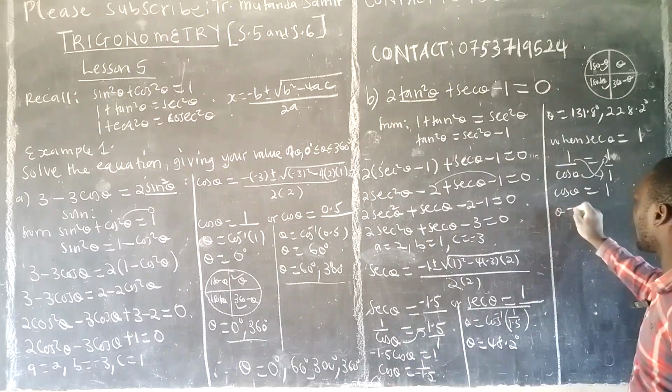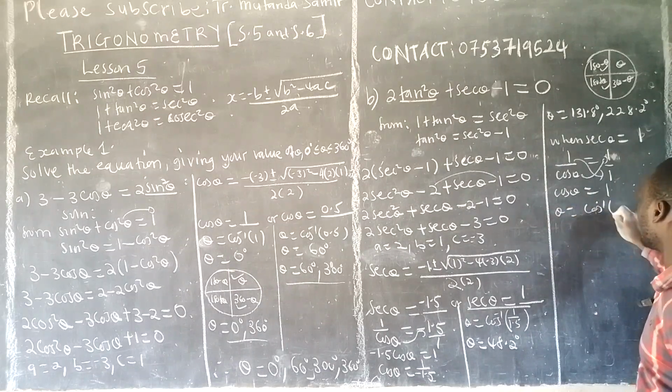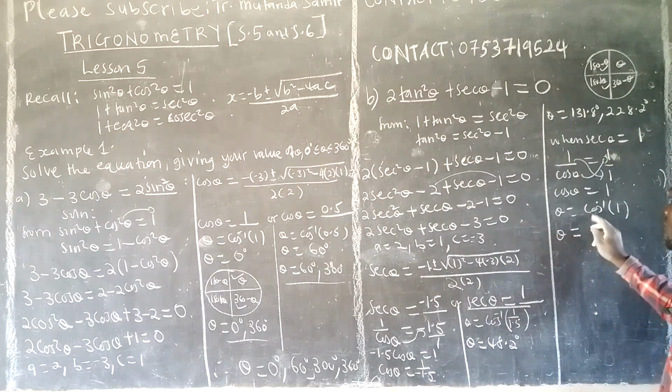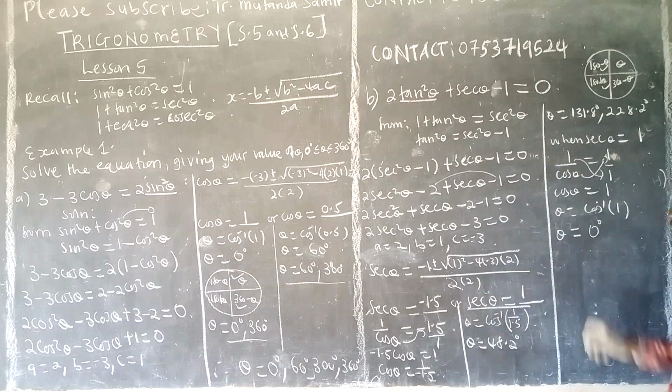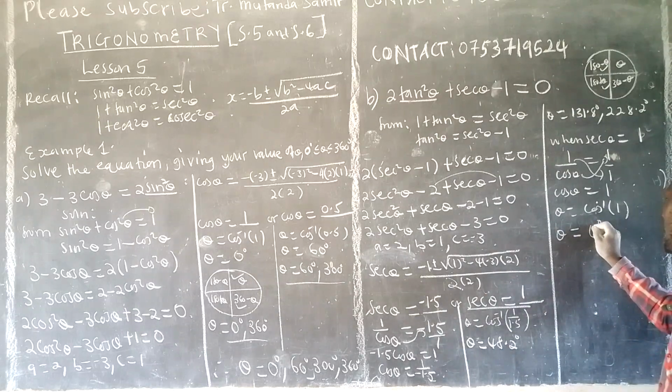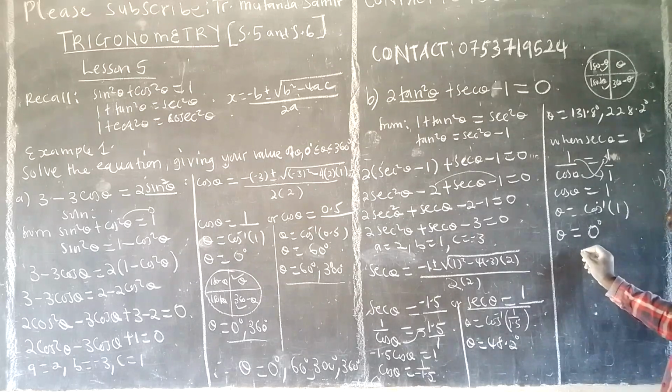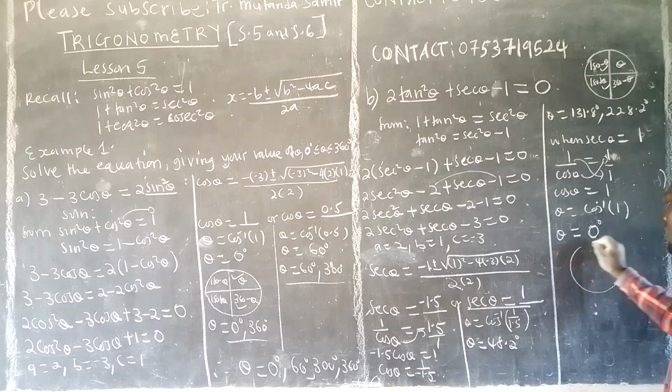So theta is the same as cos inverse of 1. Theta will be equal to cos inverse of 1, which is just 0 degrees. Now from there, let's go back. This one was a positive, so we can now go in for this circle again.